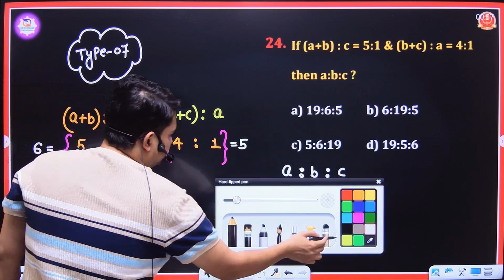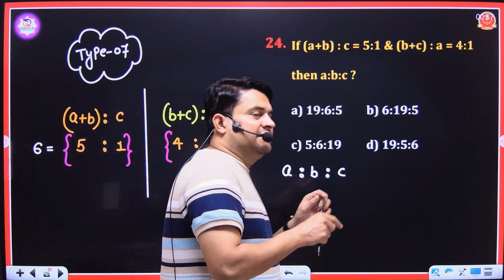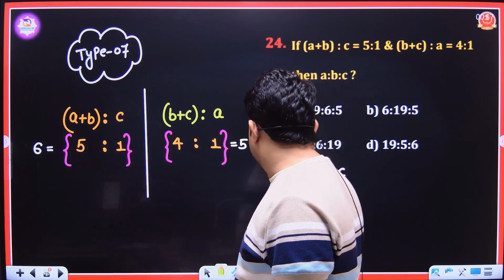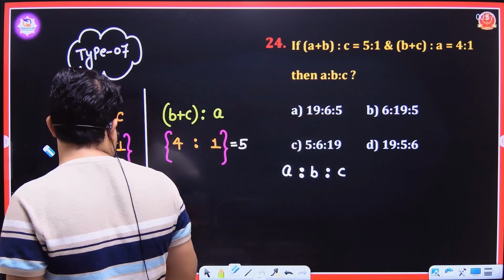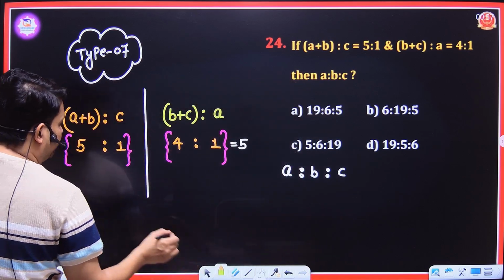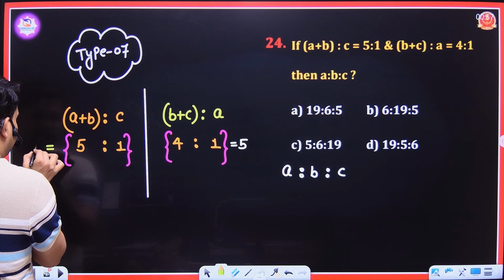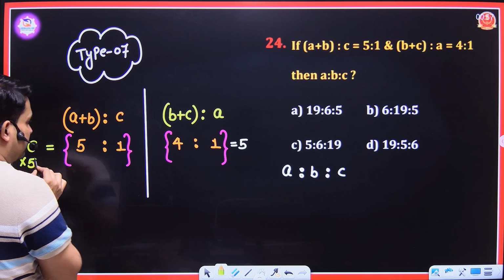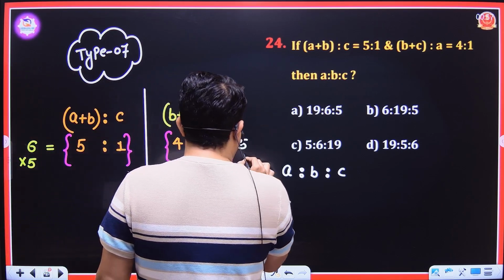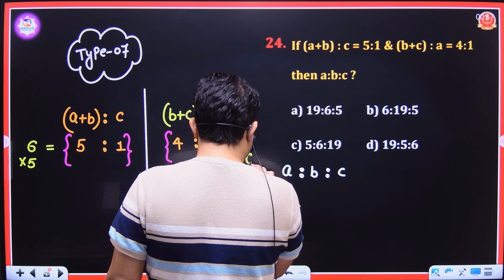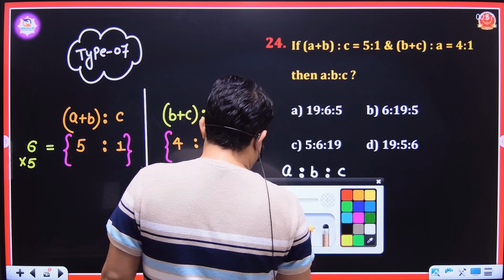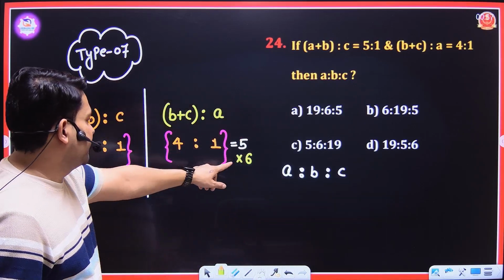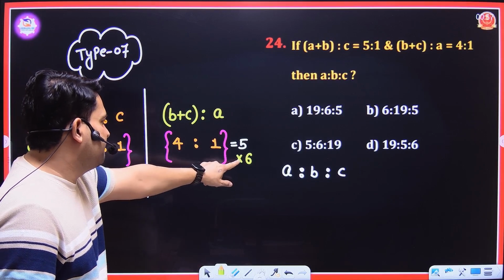How is it possible? In the same question, the sum of A plus B plus C can be 6 and the sum of A plus B plus C can be 5. It is not possible. Then what will we do? We will make this sum equal. 6 and 5 meet each other at 30. It means this ratio must be multiplied by 6.